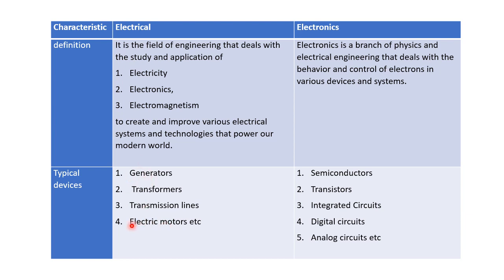Okay, these two are different. Make sure generators are different and electric motors are different. Electric motors convert electrical energy into mechanical energy, and generators convert mechanical energy into electrical energy. So yes, these are the typical devices you will come across when you study electrical, and when you study electronics, you will see these parts: semiconductors, transistors, integrated circuits, digital circuits, analog circuits.